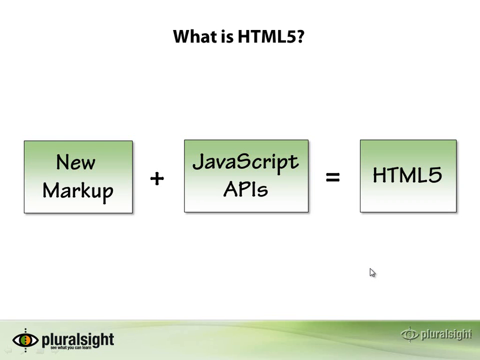So as I mentioned a moment before, when you say what is HTML5, that really means probably a lot of different things to a lot of different people. If you want to boil it down to a strict definition, really HTML5 is the addition of new markup and new JavaScript APIs. Now, this markup is a series of new elements that are available, but there are also new attributes that are available for existing tags as well.